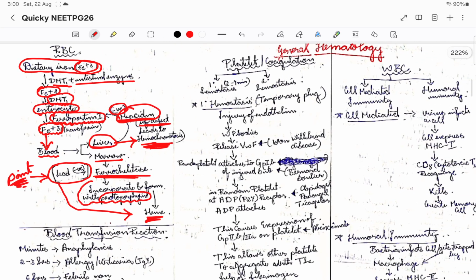So this is how heme is formed, and this heme will be incorporated into RBC, and finally the hemoglobin will carry the oxygen to the tissues. This is the function of RBC.